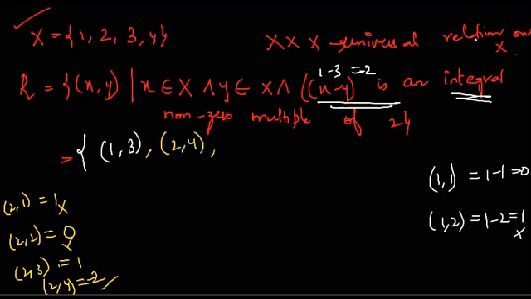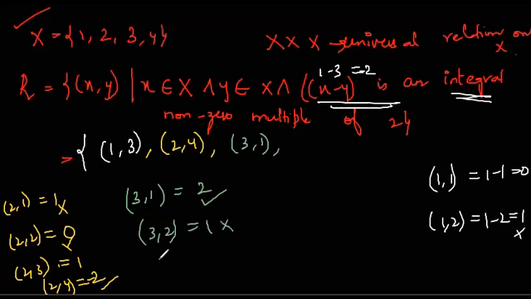Now the next thing is, let's begin with 3. (3, 1) will give you 3 minus 1, which is 2, a multiple of 2. So we can consider (3, 1). What about (3, 2)? 3 minus 2 is 1, not a multiple. (3, 3) gives 0. We are not supposed to take 0, so we are leaving that. (3, 4) is again 1 in magnitude, and it is not a multiple.